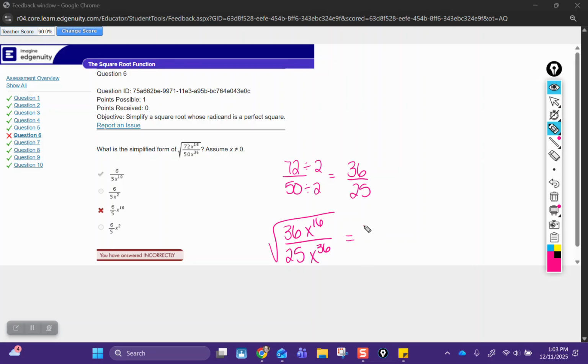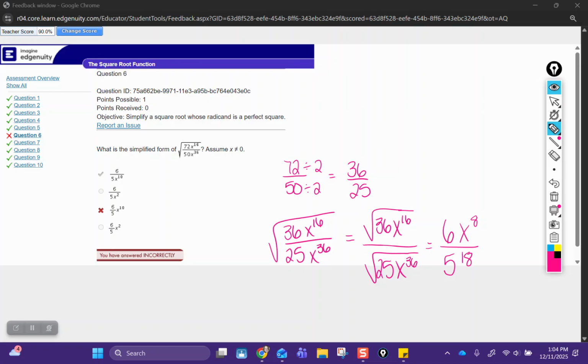So remember this, really what this says now is the square root of 36 x to the 16th over the square root of 25 x to the 36th. So the square root of 36 is 6. We have x to the 16th. So that's x to the 4th. No, it's not. Just kidding. It's x to the 8th. And then we're going to have 25. The square root of 25 is 5. And half of 36 is 18. Right? So we cut the exponents in half when you're square rooting.